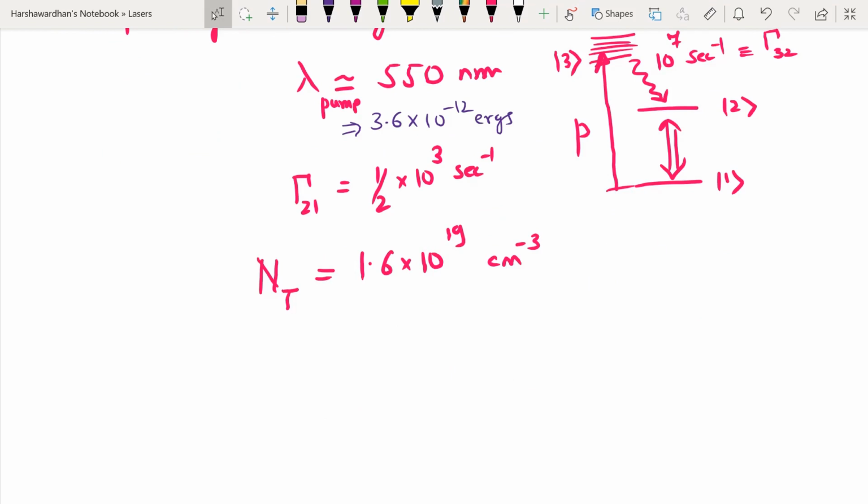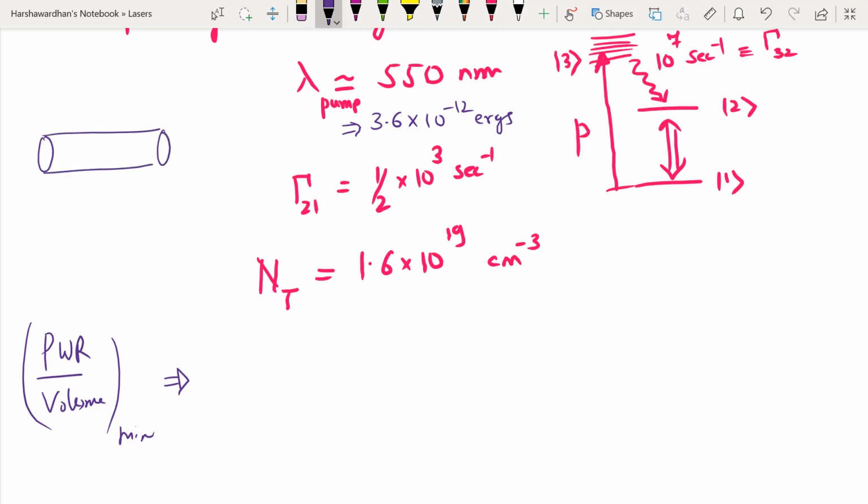Now let's estimate what we got, which is the power per unit volume, and the minimum I need to provide for a ruby rod. Okay, so let me again emphasize the typical ruby is actually in the form of a rod, right?